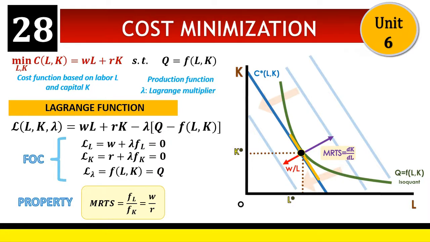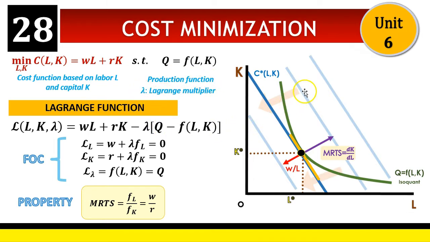Now let's apply constraint optimization in the production side, specifically in the cost minimization. Our intention here is to minimize the cost of production as a function of the labor and capital that the production uses, subject to a production function which is the goal, for example, of the day.